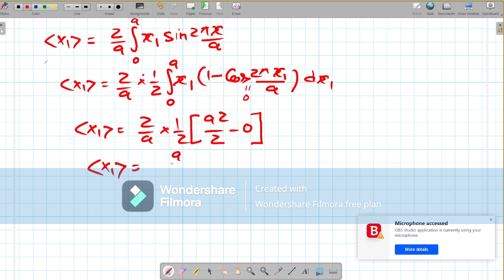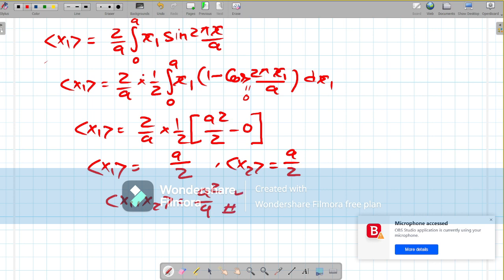So you are left with a by 2. Similarly, if you calculate for x2, you will also get a by 2. So the expectation value of x1, x2 is equal to a square by 4.